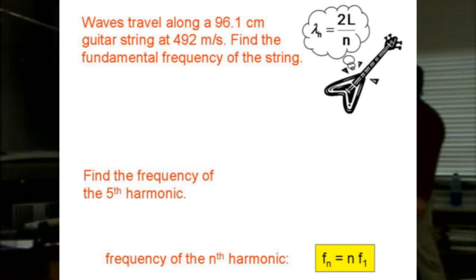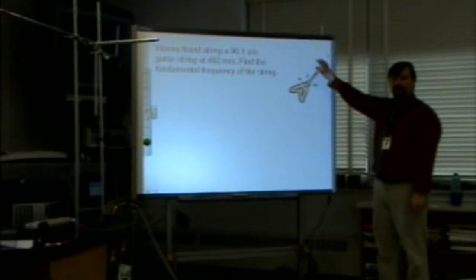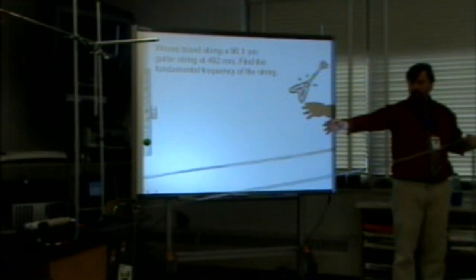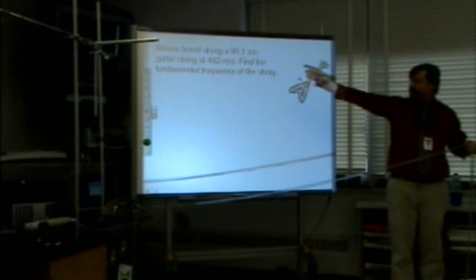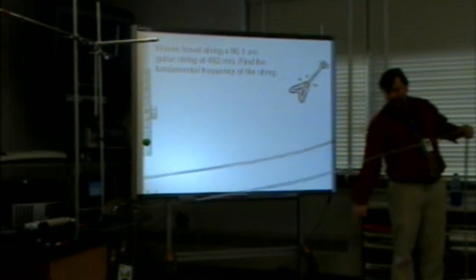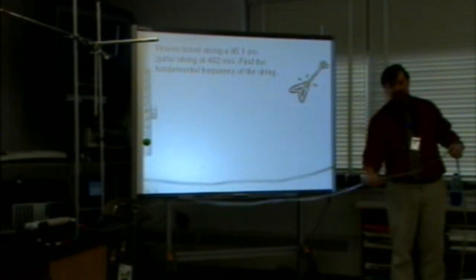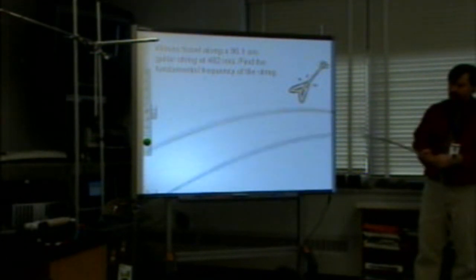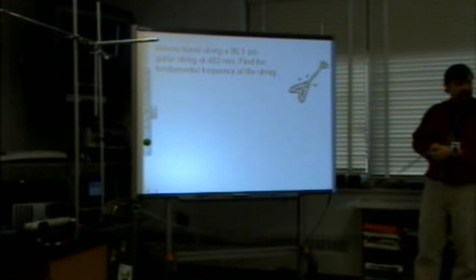All right, so we've got a question here. Waves travel along a 96.1 centimeter guitar string at 492 meters per second. Find the fundamental frequency of the string. Here's my giant guitar, and from my hand to that pole is the length of the guitar string, 96.1 centimeters. How do you play a guitar? Do you go like this, or do you go pow, pow, pow? When you pluck a guitar string, it goes like this. This is how a guitar string vibrates when you pluck it.